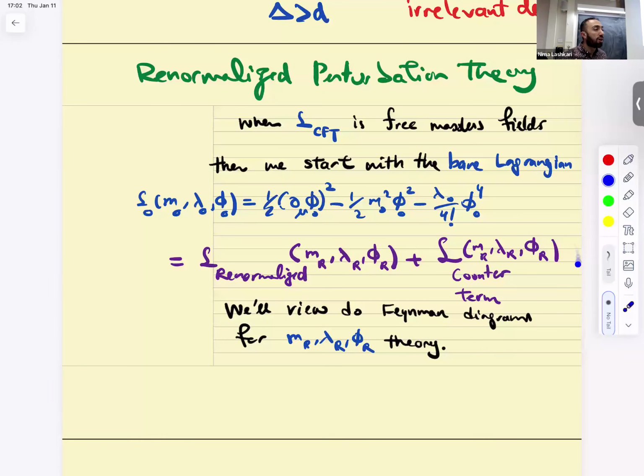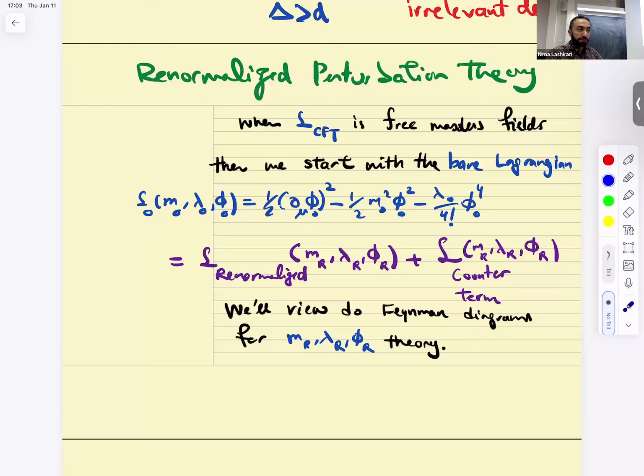These lead to all sorts of infinities, but this part is well behaved. These counterterms, we're also going to view them as functions of these renormalized things. Renormalized perturbation theory is simply the good old perturbation theory we did, but viewing it as perturbation theory for the renormalized field. So these are new interaction terms. We're going to call them counterterms. They come with their own Feynman diagram contributions and vertices. That's what renormalized perturbation theory is.